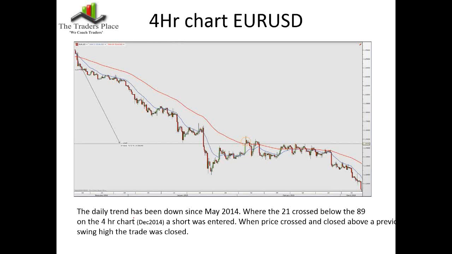Here's just an example on the euro US dollar. The daily trend has been down since May 2014, and that's where the 21 crossed the 89 on the daily. On the 4-hourly chart, and that was December last year, we had a crossover and the entry was in that area. Short was taken, the market dropped, all great. When the price crossed and closed above a previous swing high, the trade was closed. So if you drew resistance lines, that would have been stop loss. Never really closed above it, I promise, if you put a crosshair on there.